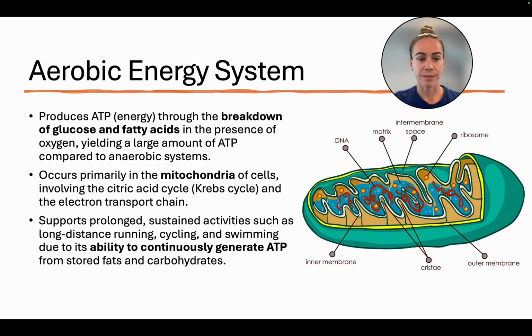The last energy system is the aerobic energy system. It produces ATP through the breakdown of glucose and fatty acids, not just glucose like the anaerobic glycolysis system. This energy system primarily occurs in the mitochondria of the cells, as we all know is the powerhouse of the cells. This is supported by sustained activities like running, cycling, swimming, something that's a little bit longer duration because it's able to continuously supply and generate ATP from stored fats and carbohydrates.